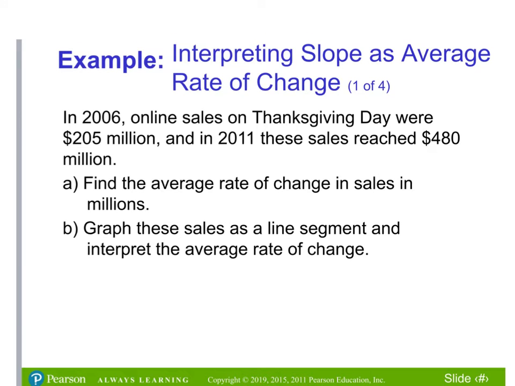Interpreting slope as the average rate of change. So for example, in 2006, online sales on Thanksgiving Day were 205 million, and in 2011, these sales reached 480 million. So find the average rate of change. Well, slope is the average rate of change. And so that's just asking me to find the slope. Okay, so slope is the change in y over the change in x.